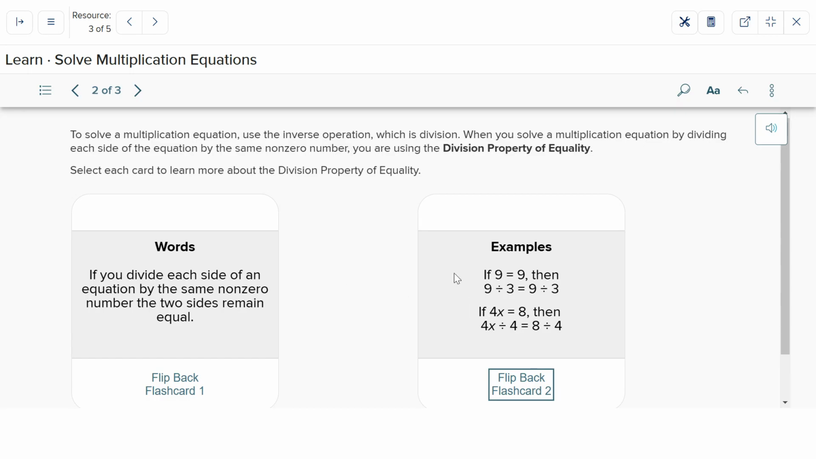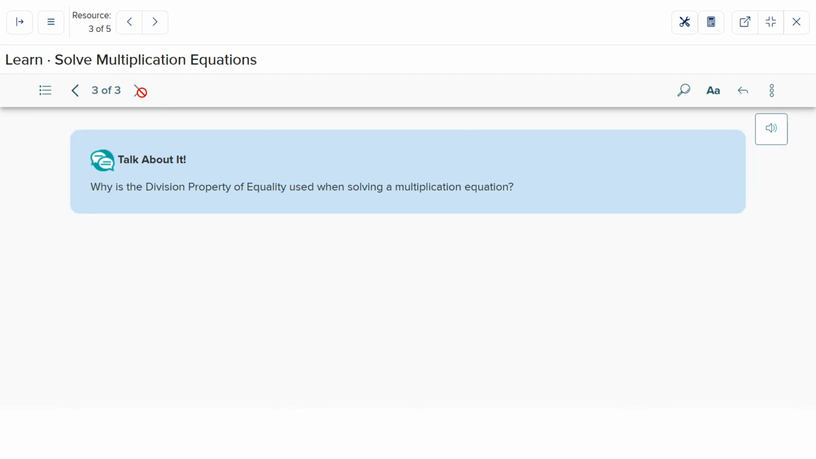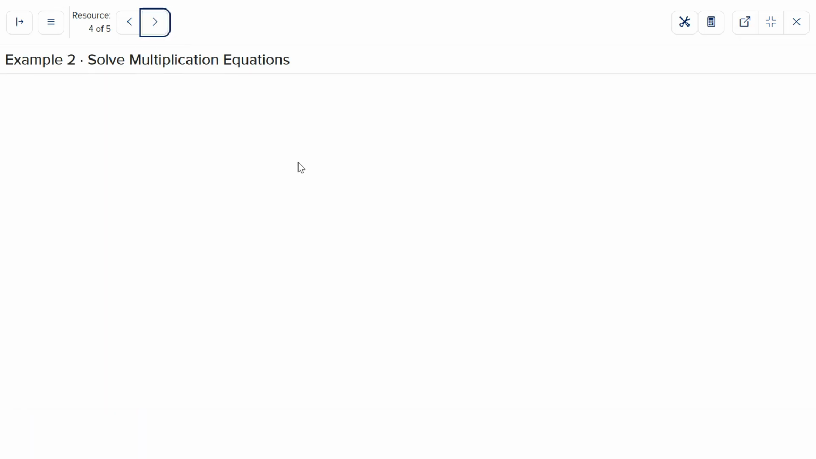So if we have 9 equals 9, that also means that 9 divided by 3 equals 9 divided by 3. If 4x equals 8, then 4x divided by 4 equals 8 divided by 4. So we're dividing by 4 on both sides because we want to isolate that x, which is being multiplied currently. So we have to do the opposite of multiplication, which is division, to get that x by itself. And if we do it on the left, we have to also do it on the right. Okay, let's look at example 2.